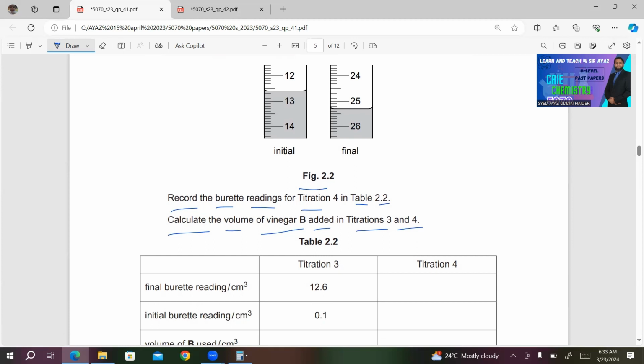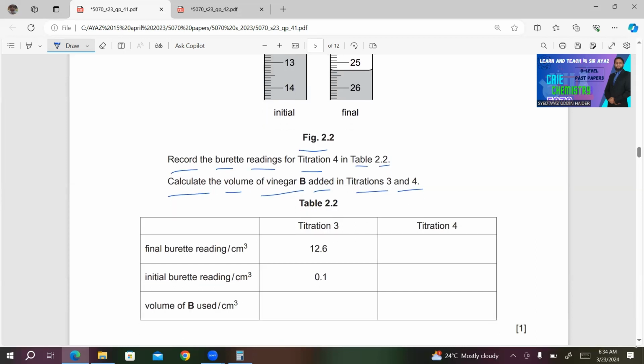For titration 3, they have provided us the final and initial burette readings. The final reading is 12.6 and the initial burette reading is 0.1. So if you subtract 0.1 from 12.6, you will get 12.5.